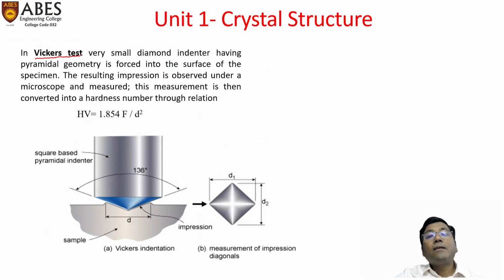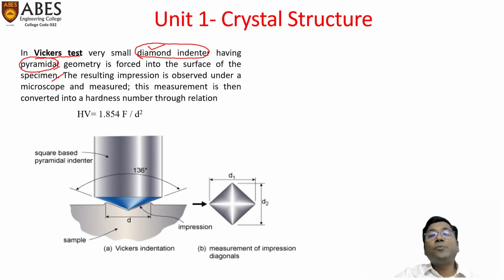In the Vickers test, a very small diamond indenter having pyramidal geometry and specified dimensions is forced into the surface of the specimen for which the hardness number is to be measured. So the geometry is pyramidal in the Vickers test, and the indenter material is diamond.